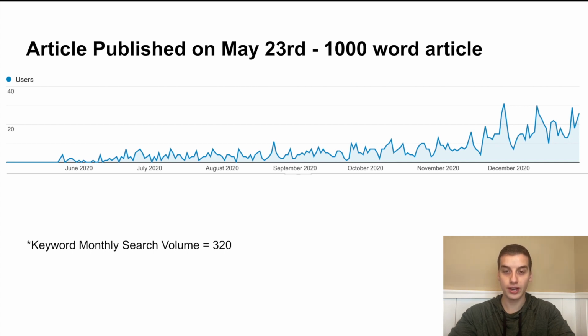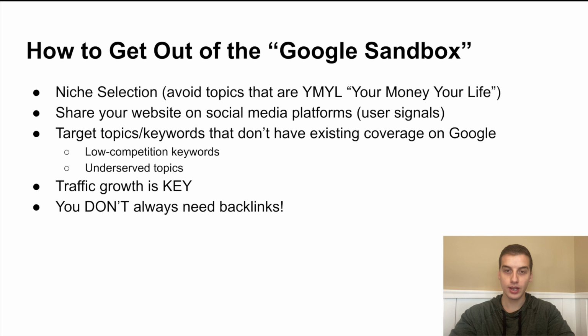So this article got some traffic early on and makes you think, okay, the Sandbox isn't really effective. But then all of a sudden I got these big spikes in November, December, which makes you think it's just slowing down its growth. So how to get out of the Google Sandbox? I think the first thing that's important is, what niche are you in? Are you picking a niche that requires an expert? Does it require a higher authority to validate the information that's on your website?